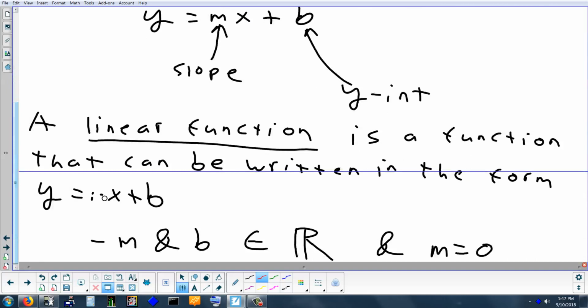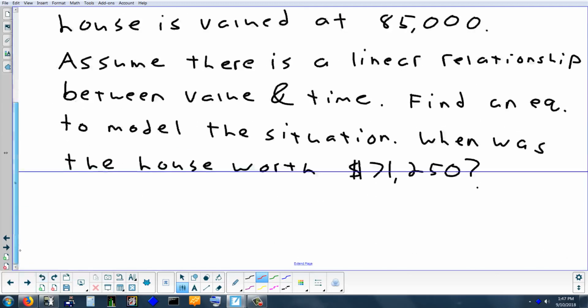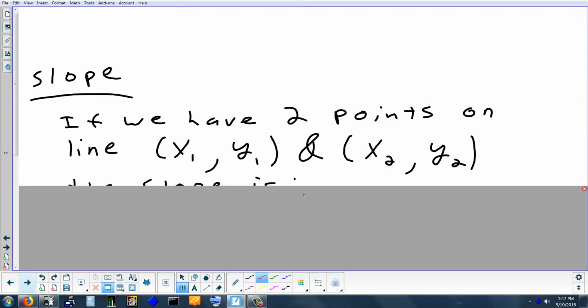If m is 0, you just wiped out this whole part, and now you have a constant equation, like y equals 2, y equals 6. Okay? You've got to have a slope that's not 0 to have a linear function. I'm going to skip over that.